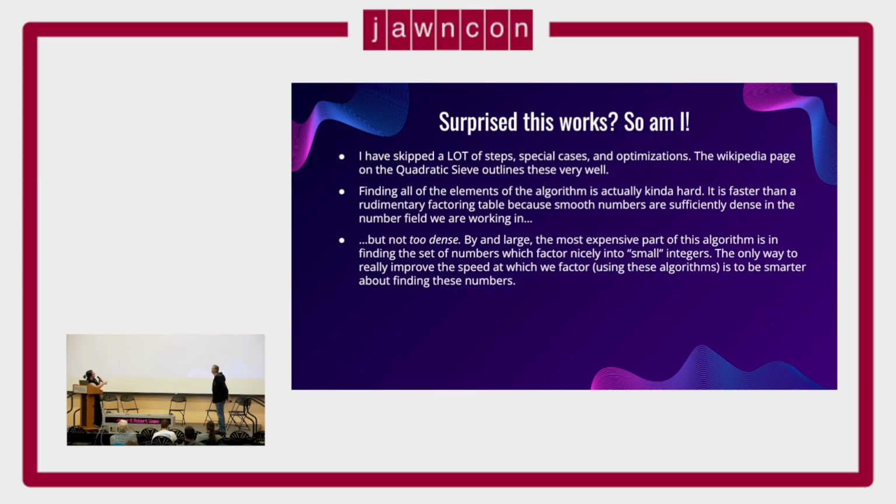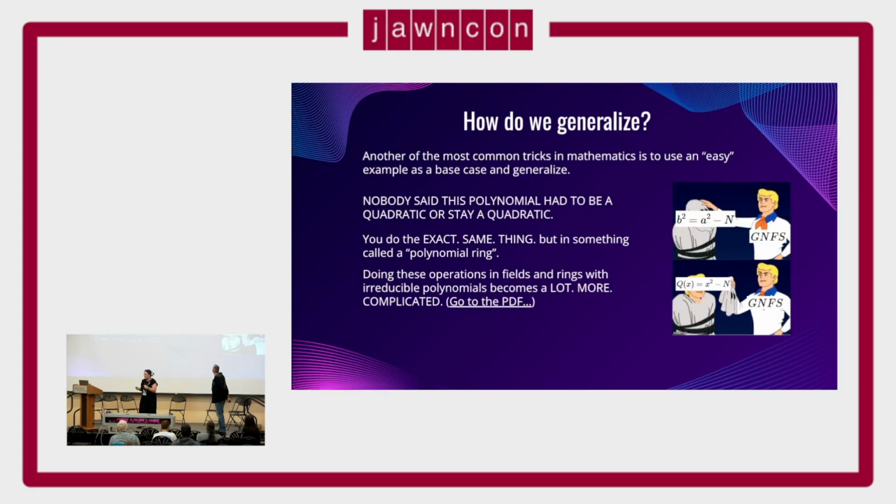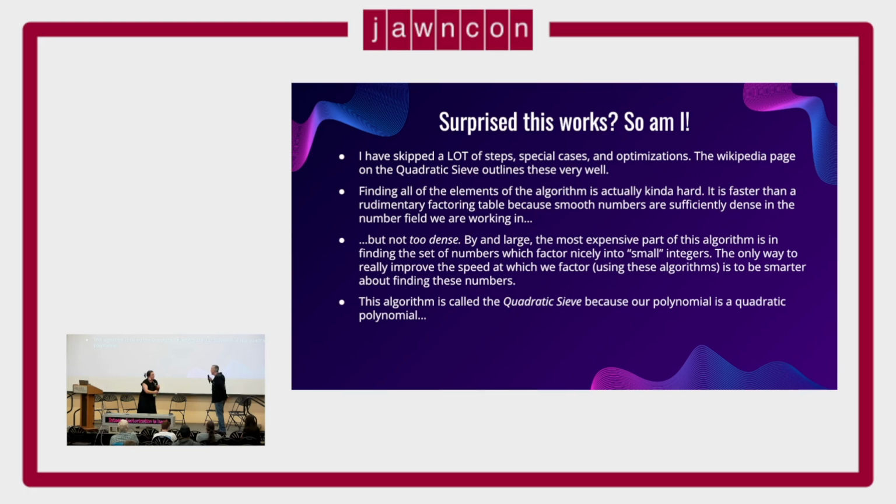Okay. I already mentioned this. Our ability to do this factorization depends on these numbers being smooth and being sufficiently dense in the numbers we're trying to factor over. And we're just lucky that it happens to be the case. And again, we just did the quadratic sieve. Okay, great. Why is it called the quadratic sieve? That's a good question.